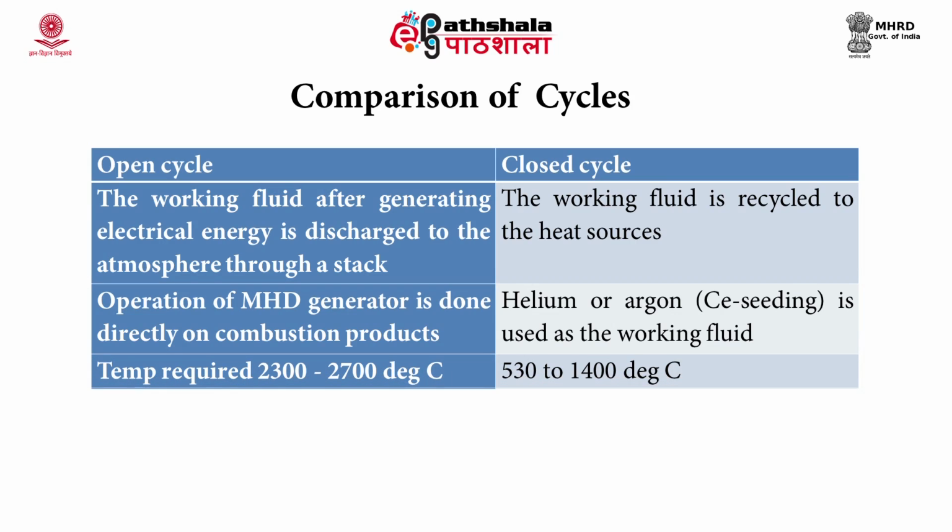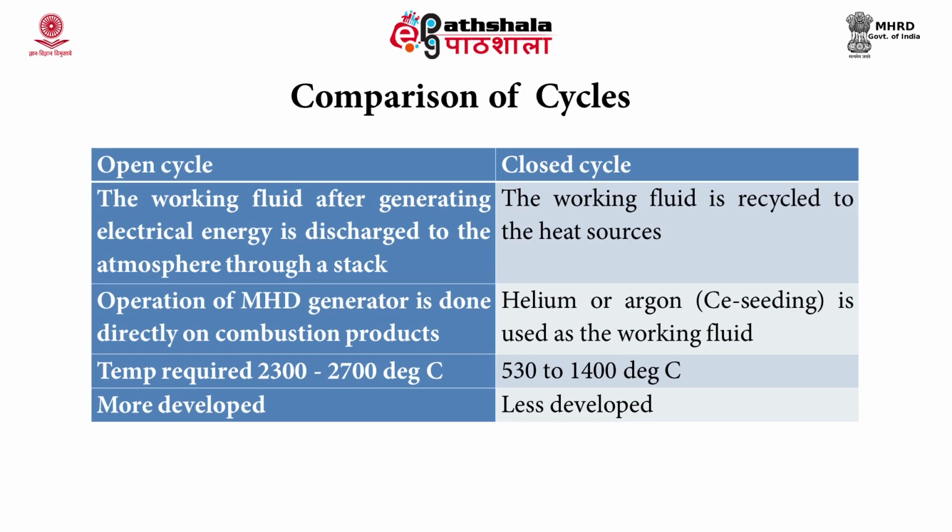The temperature required in the open cycle system is 2300 to 2700 degrees Celsius, while the closed cycle system requires only 530 to 1400 degrees Celsius. Open cycle is more developed compared to closed cycle, though the most efficient one is closed cycle.